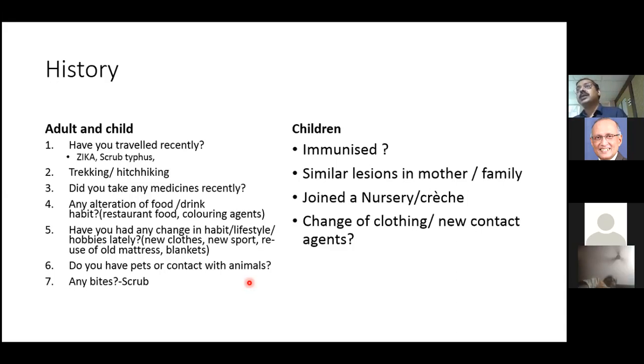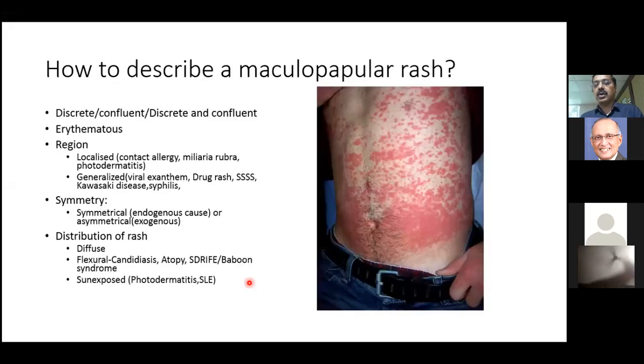Similar lesions in the mother or the family. So where there is a measles outbreak or an outbreak of viral illnesses, you have to think of those things. Has the child recently joined a nursery or a creche? That could be where the source may be lying. Or, as I mentioned again, change of clothing or new contact.